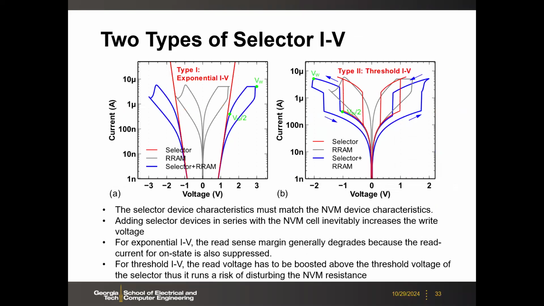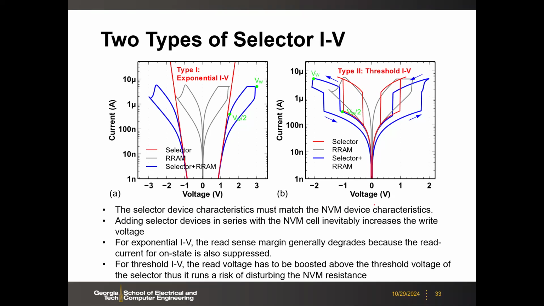So here is just a comparison of those two types. One is the exponential IV on the left-hand side. We show you the combined curve, which is the blue curve in this case. And then the threshold IV on the right. Here I have some notes. The selector device characteristic must match the memory device characteristic because those voltages are very sensitive, right? So the turn-on voltage, write voltage, read voltage, you have to design those voltages well.